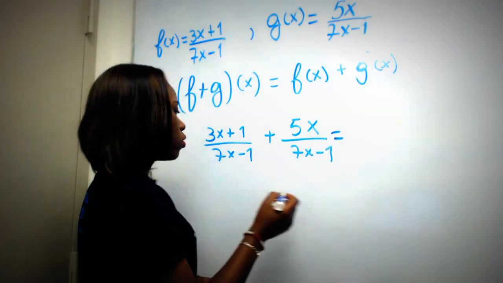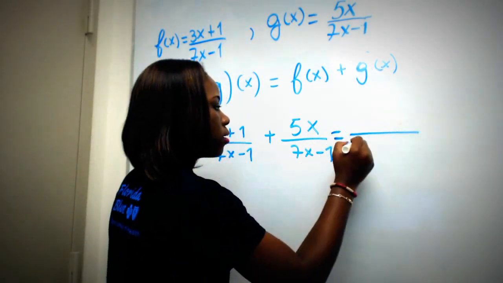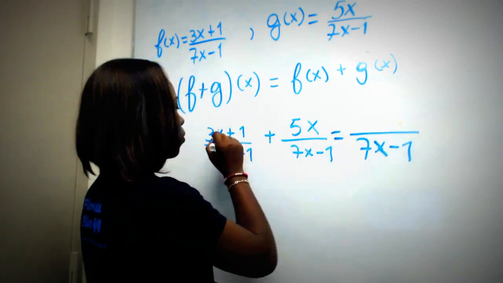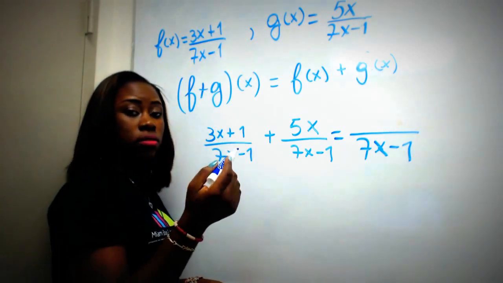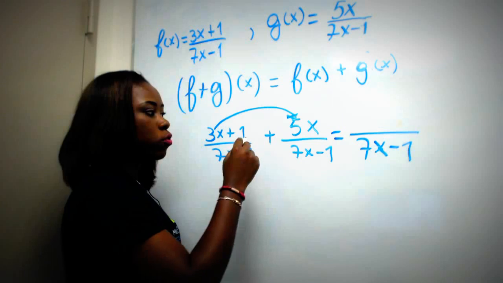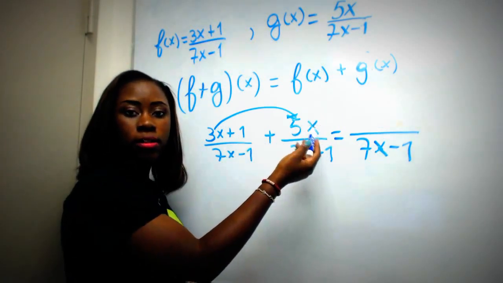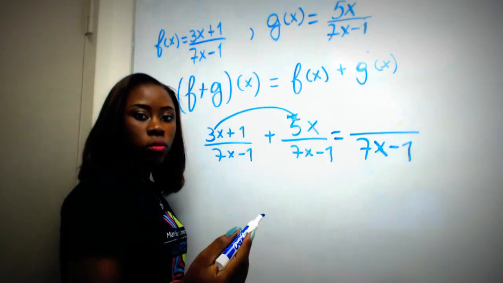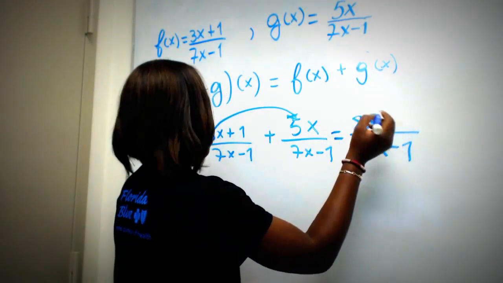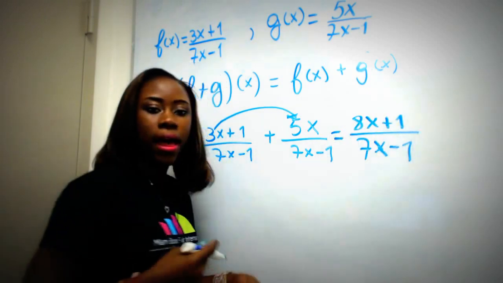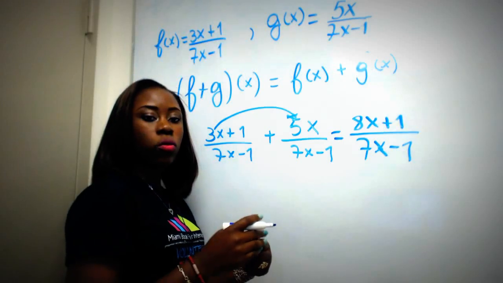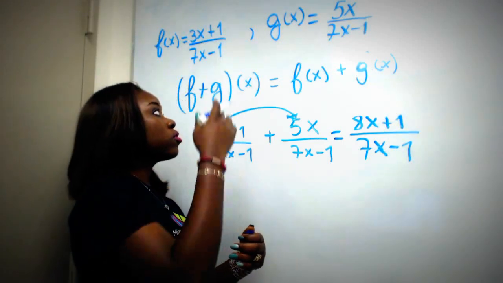So this will be equal to 7x minus 1 in the denominator, and we would add the like terms. So 3x will be added to 5x, and 1, there's no other constant term on that numerator, so plus 1 will stay by itself. So we're gonna have 8x plus 1. So that is the result of f of x plus g of x, or if you want to say f plus g of x.